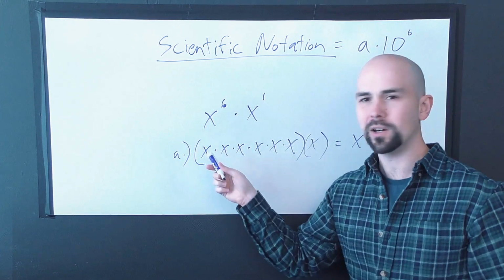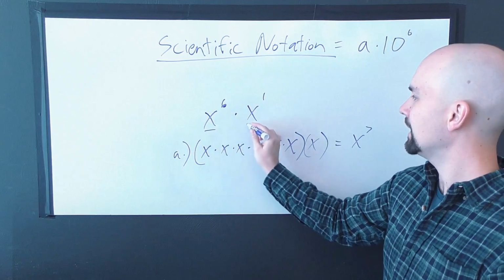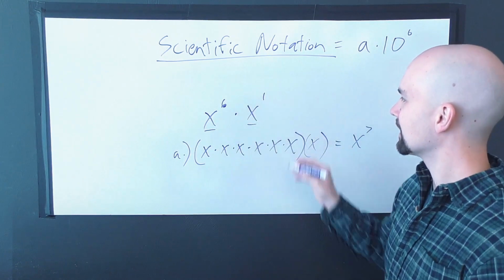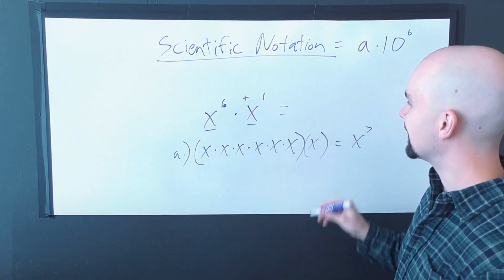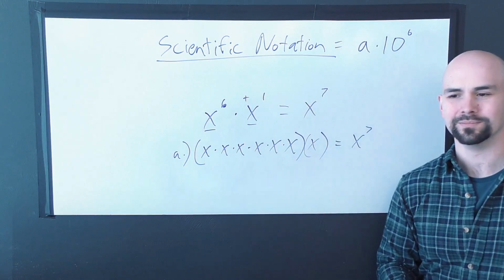I could have saved myself all that trouble if instead I had thought to myself, all right, do these both have the same base of x? Yes, they do. Can I add their powers then? Yes. So 6 plus 1, x to the power of 6 times x to the power of 1 is x to the power of 7.